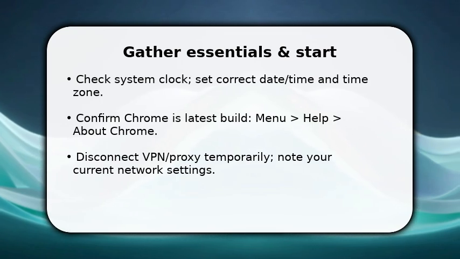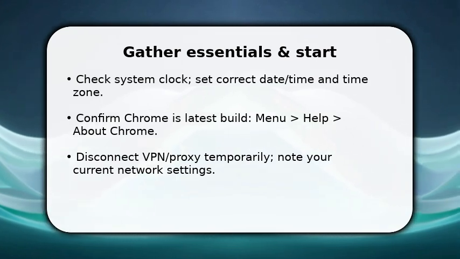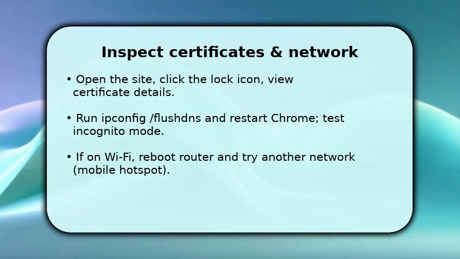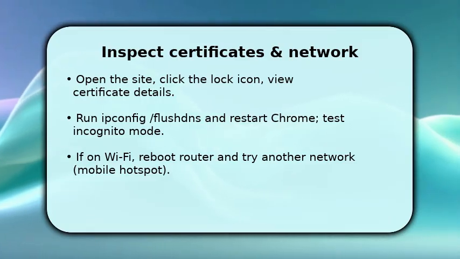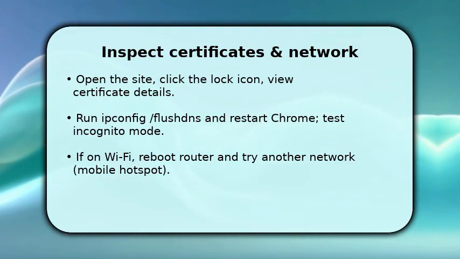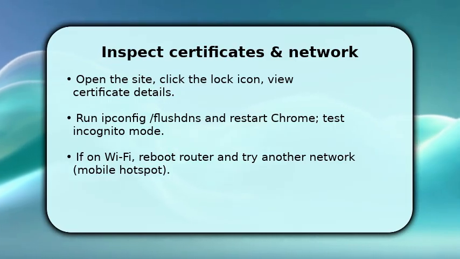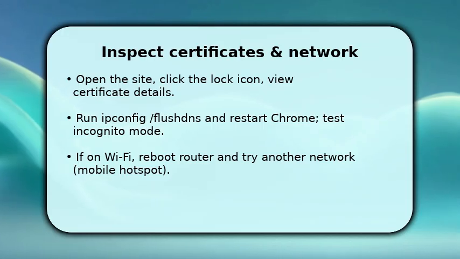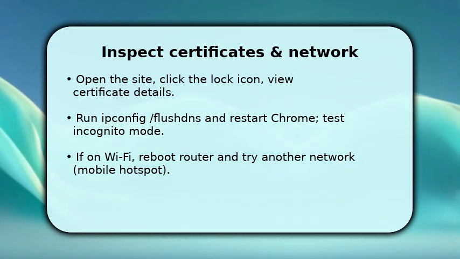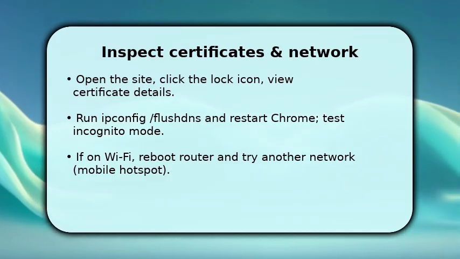Once done with basics, inspect the site certificate to see issuer and validity dates. You do this via the lock icon so you know if the cert is expired, self-signed, or from an unexpected CA. Then flush DNS with ipconfig /flushdns and restart Chrome. That removes stale records that can cause mismatched certs. Also try incognito mode and another network like a phone hotspot to isolate whether it is local DNS or route.